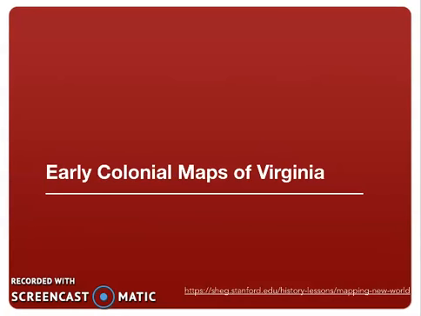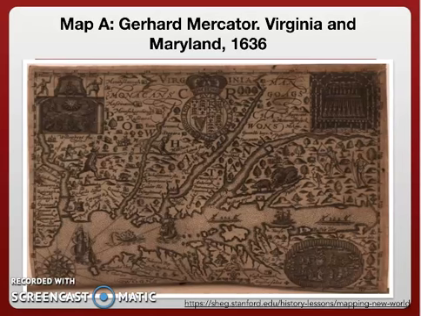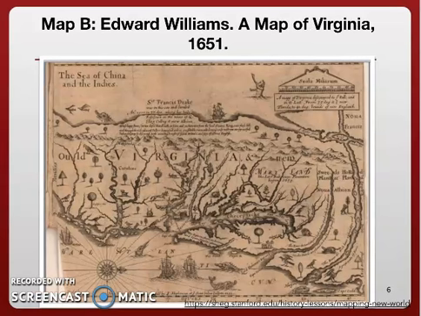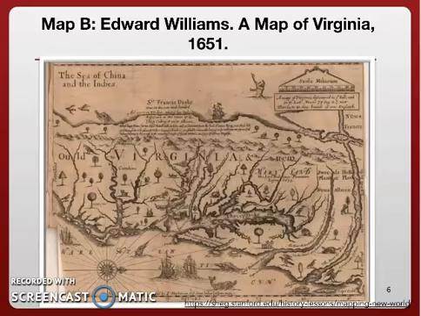So they provide these two early colonial maps of Virginia. The first is the Gerhard Mercator from 1636. And then the next one is the Edward Williams map from 1651. So already you're probably noticing some distinct differences between these two documents.